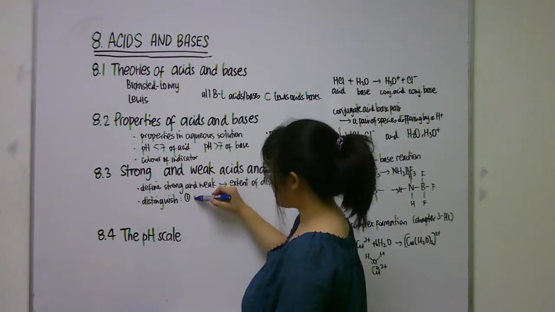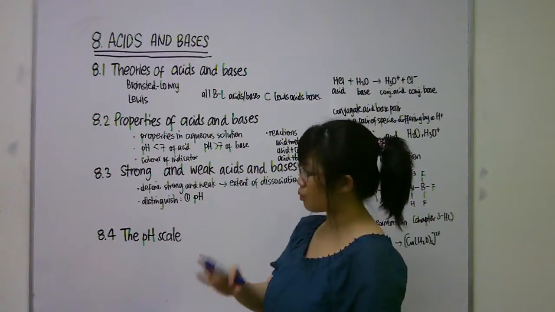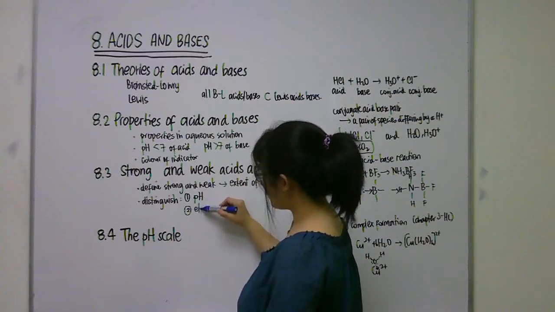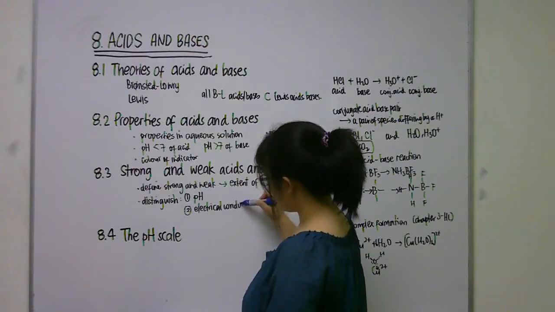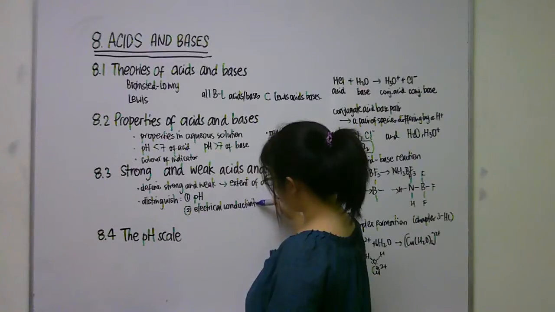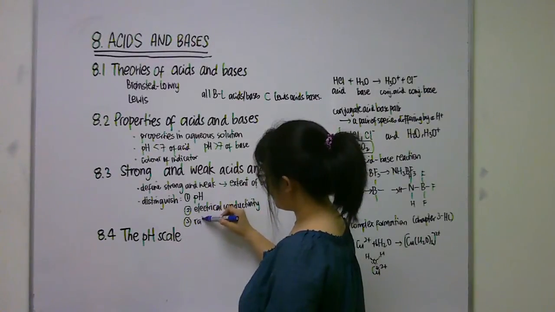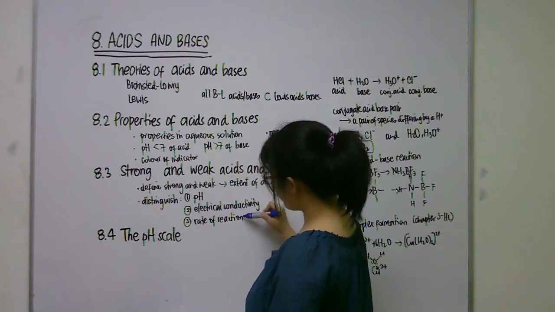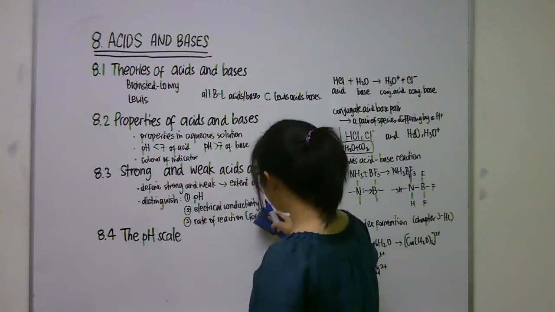If they are of the same concentration, they'll have differences in three things that they need to know. One is the pH. Of course, a weak acid will have a higher pH than a strong acid. Second is electrical conductivity. And third is rate of reaction. And this rate of reaction can be followed by the rate of formation of gas.